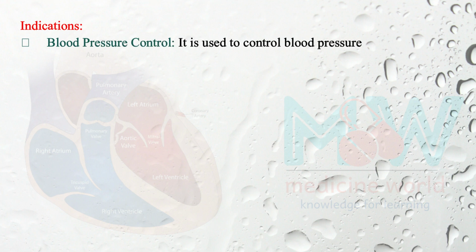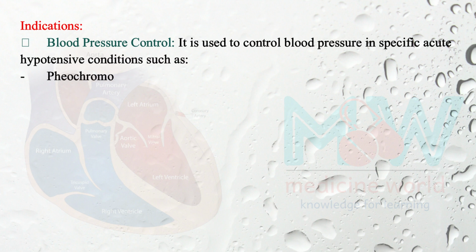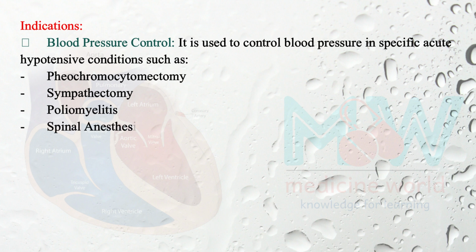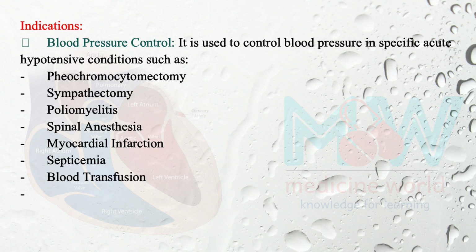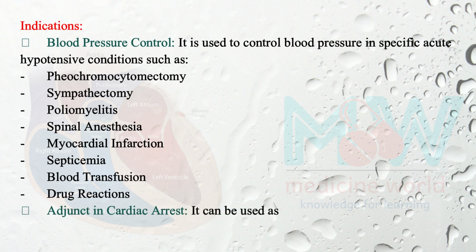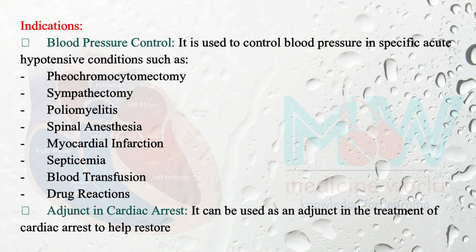It is used to control blood pressure in specific acute hypotensive conditions such as pheochromocytomectomy, sympathectomy, poliomyelitis, spinal anesthesia, myocardial infarction, septicemia, blood transfusion, drug reactions, and as an adjunct in cardiac arrest. It can be used as an adjunct in the treatment of cardiac arrest to help restore normal blood pressure.